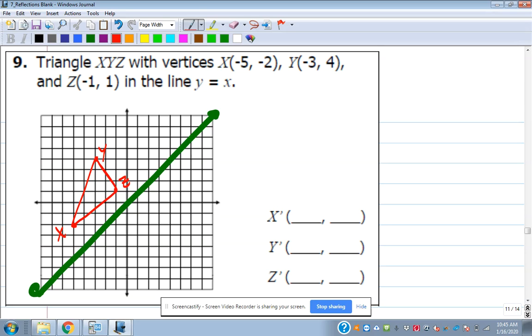All right. Now, the reflected image is going to reflect across that. It's going to be the same distance away. Here's what's going on. Let's look at Z.